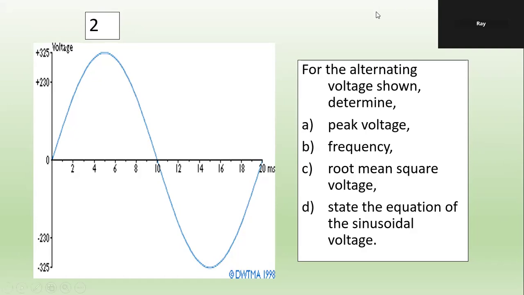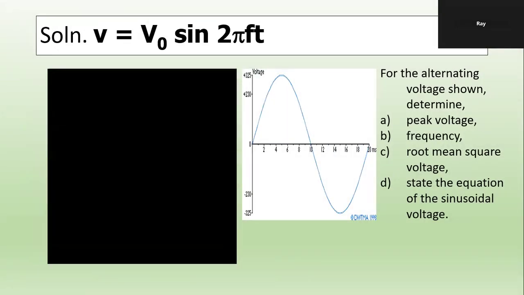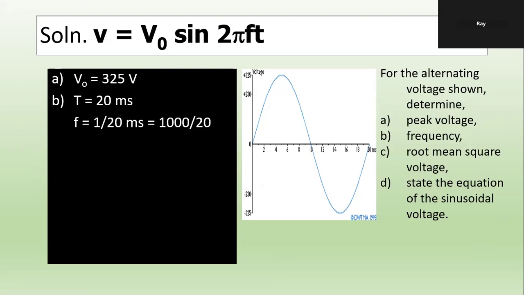Okay, what is the peak voltage here? Peak voltage, 325. Okay, good. Frequency? You have to calculate the frequency from the period. Root mean square voltage? No, use the formula. 325 divided by root 2.